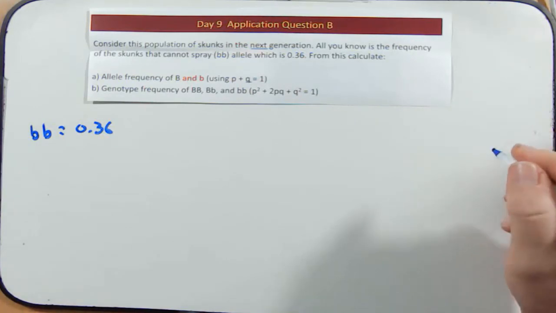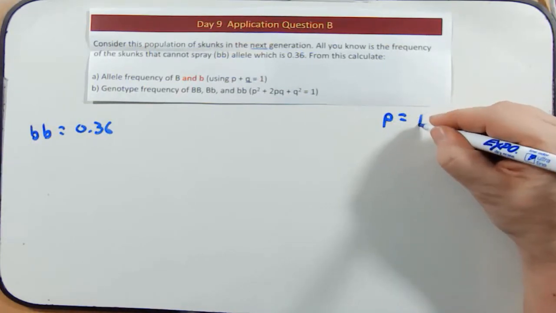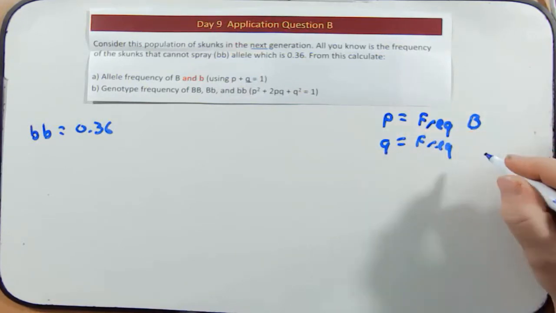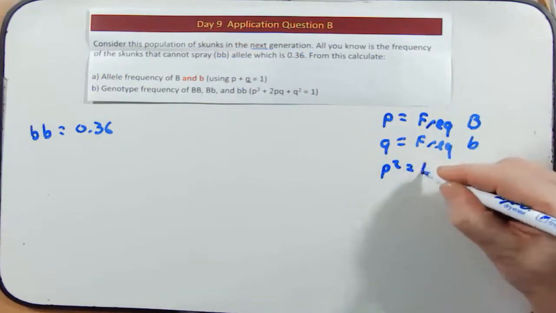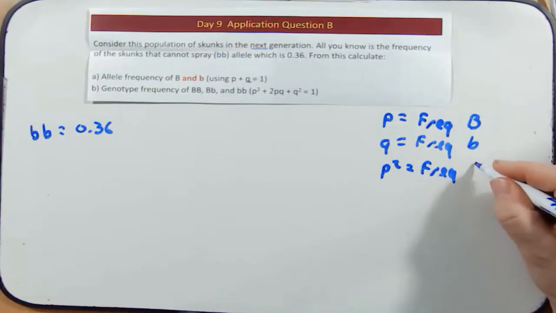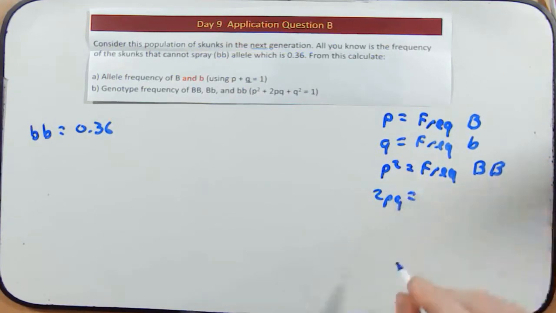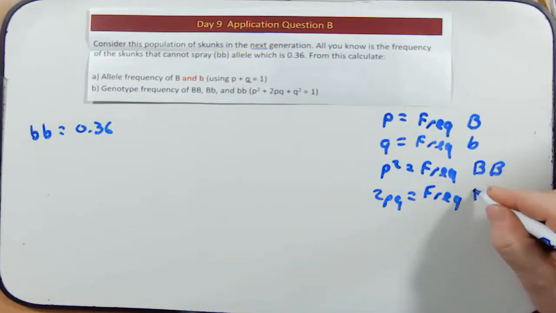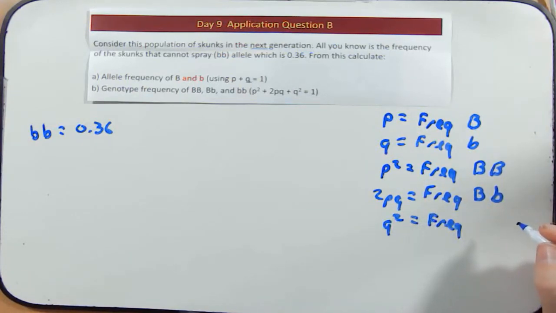Let's remember a few things, and I'm going to write them over here. P is equal to the frequency of the dominant allele, in this case, big B. Q is equal to the frequency of the recessive allele, that is the little b allele. P squared is equal to the frequency of the homozygous dominant genotype, in this case, big B, big B. 2PQ is equal to the heterozygotes in the population, that is the frequency of the heterozygotes, big B, little b. And then Q squared is equal to the frequency of the homozygous recessive individuals in the population, in this case, little b, little b.